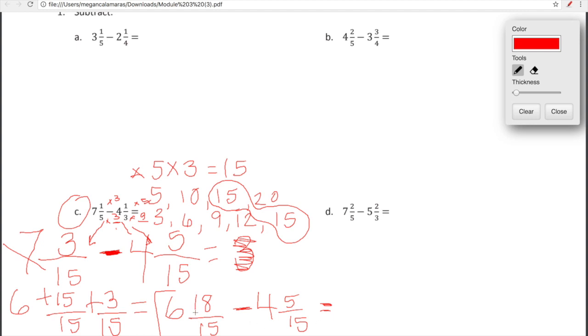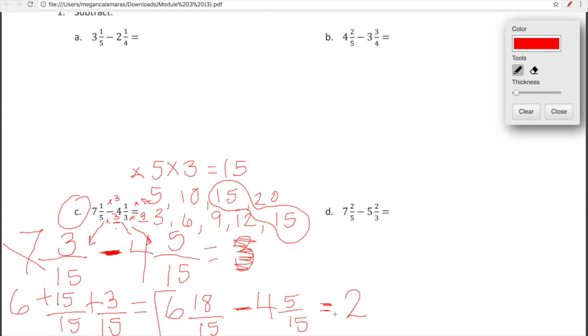Okay, so Mrs. Herseth, 6 minus 4? 6 minus 4 is dos, or 2. Oh, oui. Beautiful. And now we have 18 minus 5. We can take 5 from 18. Up here, we could not take 5 from 3, so we had to unbundle, regroup, and rename 7 and 3 fifteenths as 6 and 18 fifteenths.